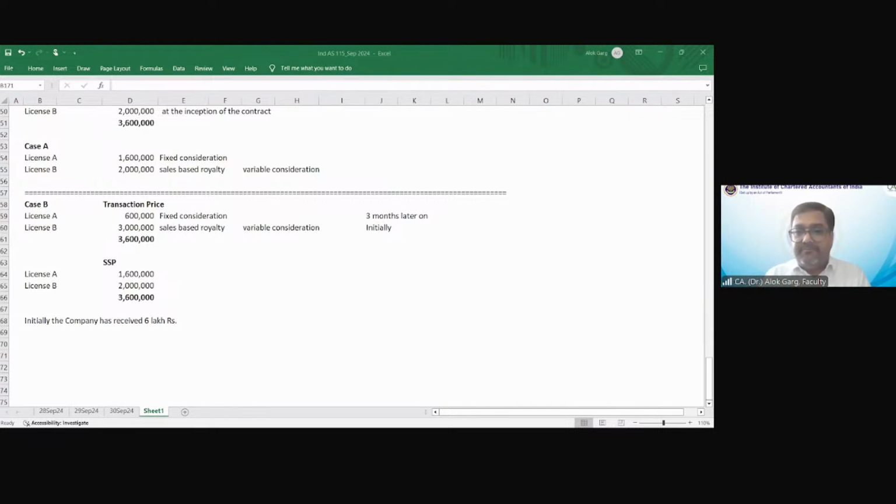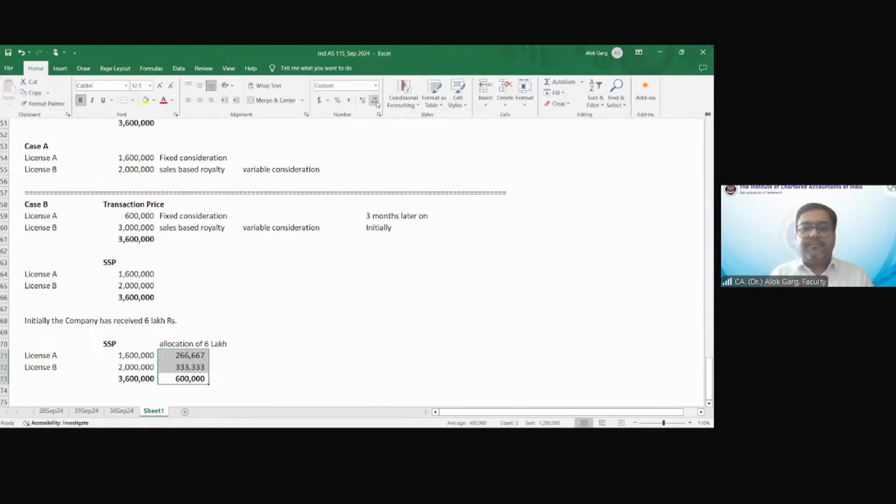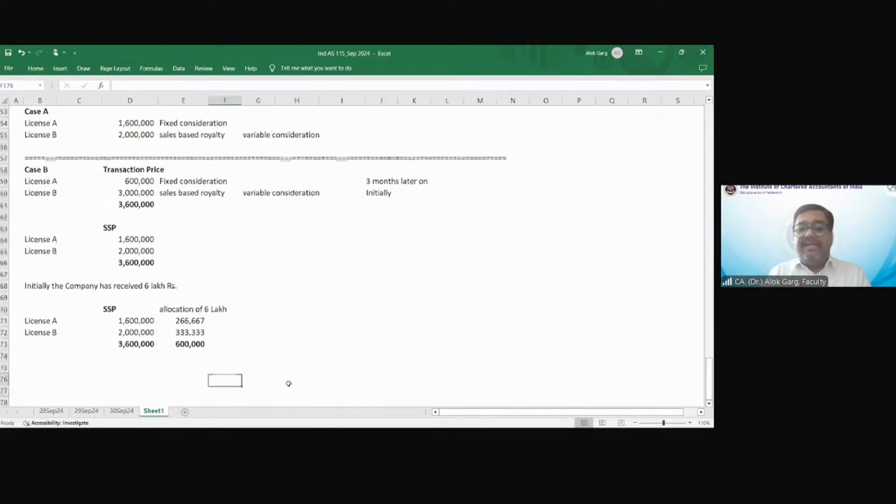So what will the price come to? If we allocate 6 lakh rupees, what will the price be? The standalone selling price is this. So allocation of 6 lakh: 6 lakh multiply by 16 divide by 36, and 6 lakh multiply by 20 divide by 36. Okay. This is my license A and license B allocation of 6 lakh rupees.